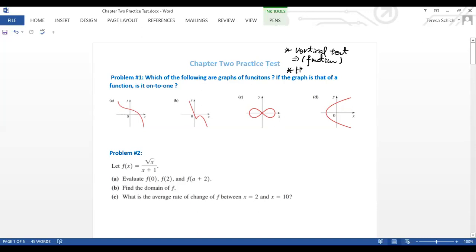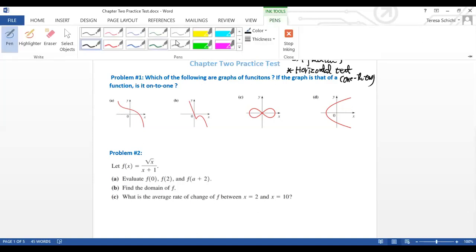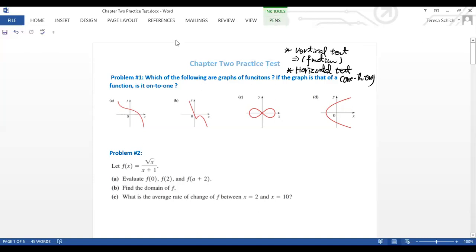Then the next one, we have the horizontal line test. What do we test for with the horizontal test? We test if this is one-to-one. If I have a horizontal line and it touches two places, then we know the two x values will give the same y value, so it is not one-to-one. So let's do it here first. You need to pass the vertical test first, before, if it's a function, we test for one-to-one.